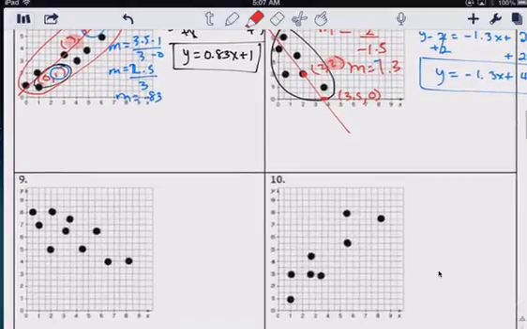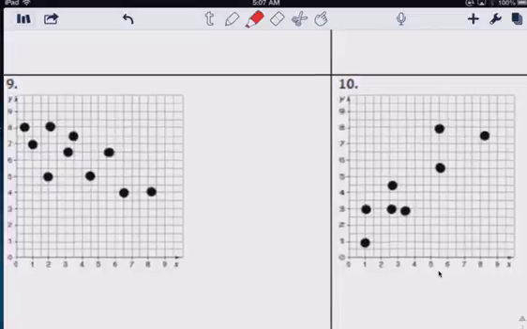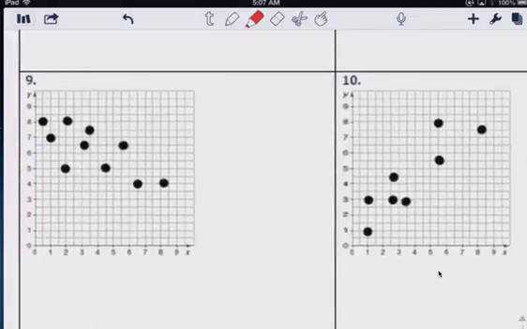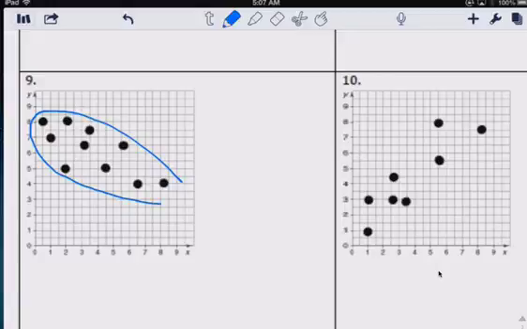And I will continue to explain number 9 and the rest of these for those of you who are having a harder time with this. What you need to do is circle the dots, draw a line in the middle of that circle, or about the middle. This is called the line of best fit. Okay, now once you get that, you can erase that.